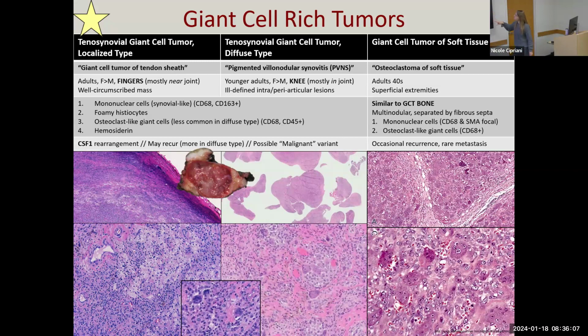GCT soft tissue is very, very morphologically similar to GCT bone, where it doesn't really have the hemosiderin or the foamy histiocytes. It more has these sheets, right? Sheets of super, super large giant cells with mononuclear cells in the background. And this kind of lobulated appearance that's pretty characteristic. But the GCT soft tissue is pretty rare. The GCTs of tenosynovium are very common.